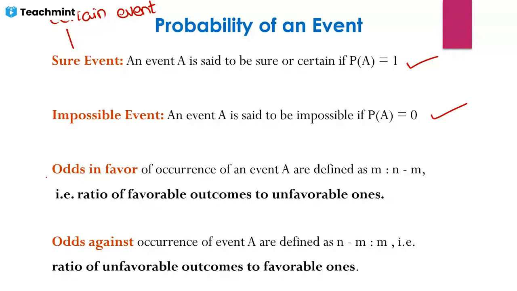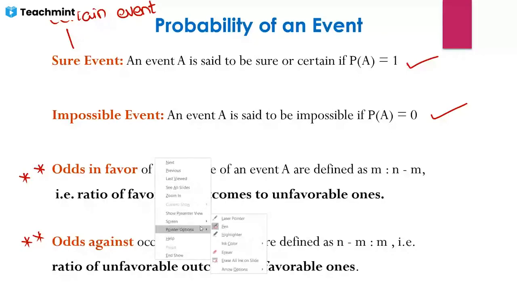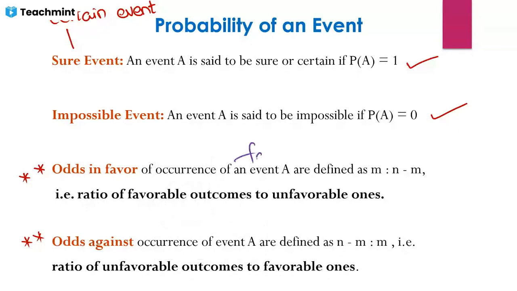But the next two are very important. Odds in favor, odds against. What are odds in favor and odds against? Odds in favor is favorable with respect to unfavorable outcomes. It's not favorable out of total. I repeat, odds in favor is favor out of unfavor. Odds against means unfavor to favor.